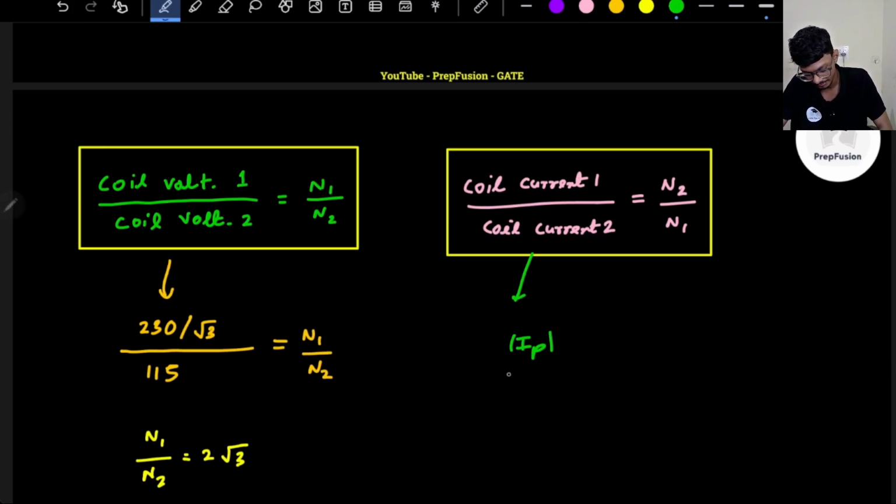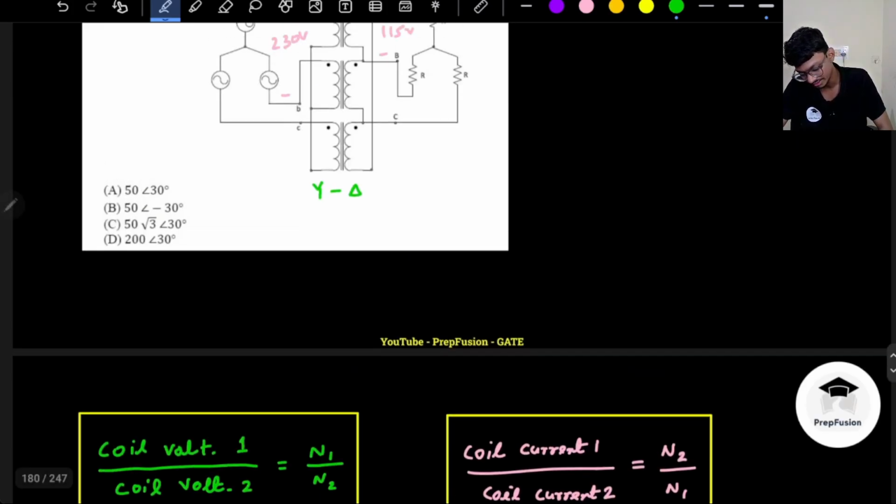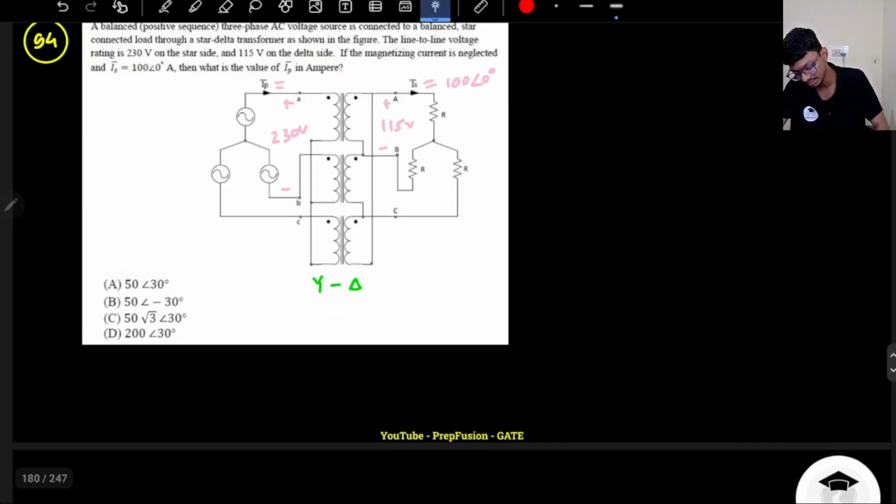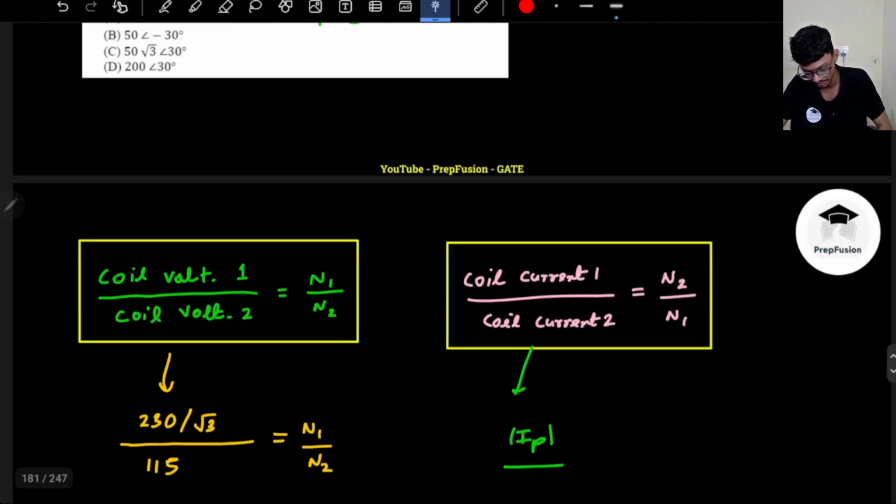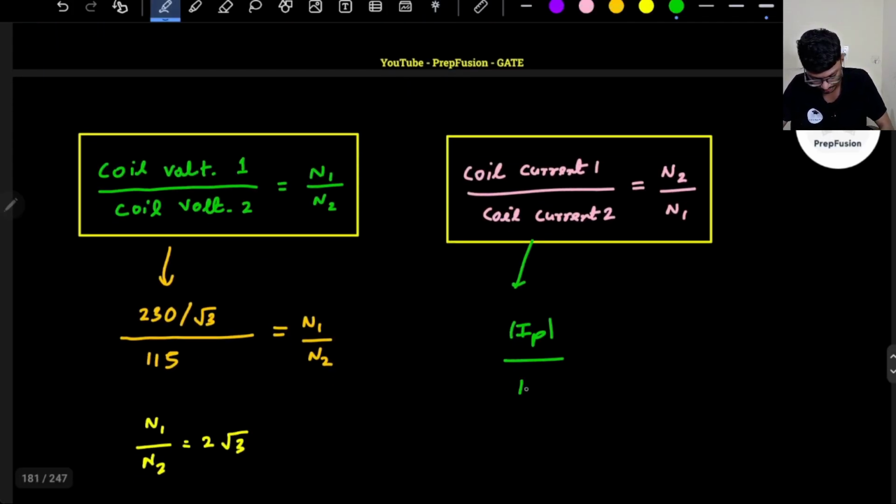So magnitude of IP upon, now in the secondary, right? In the secondary, if I see that IS and this coil current are not the same. So this coil current will be what? IS by root 3. This we have learned in the previous lecture and in the basics of three phase, right? Because it is delta connected. So this will be magnitude of IS divided by root 3.